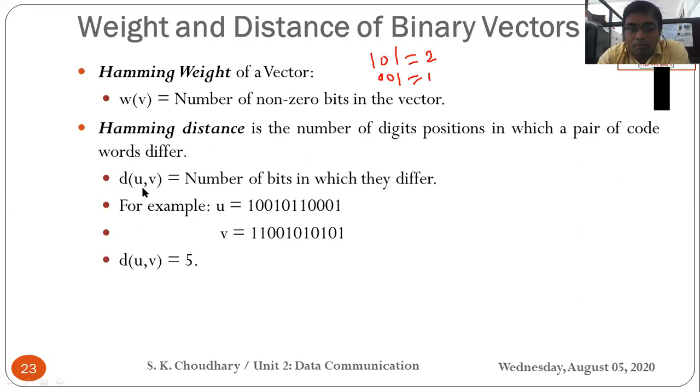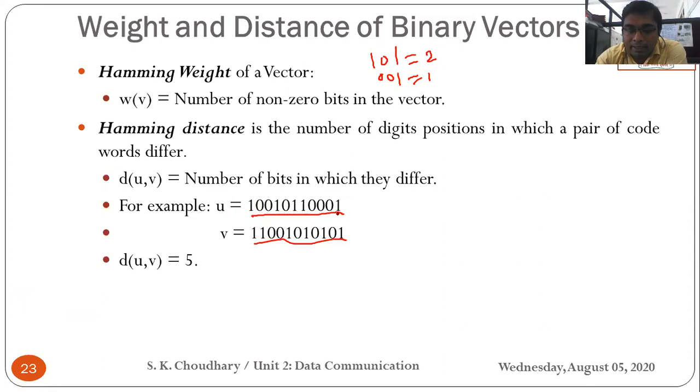Suppose there are two code words, and we have to find the Hamming distance. So d(U,V) is equal to the number of bits in which they differ. Here, in the example, U is represented as 10010110001. This is 11 bits in U. Similarly, we take another code word that also has 11 bits. Now we see, bit by bit, in how many positions they differ, and that is the value of the Hamming distance.